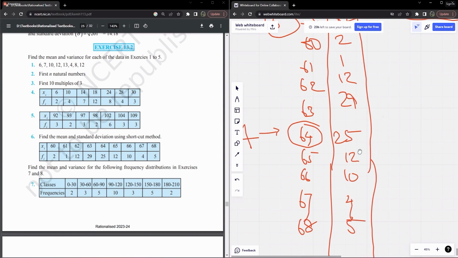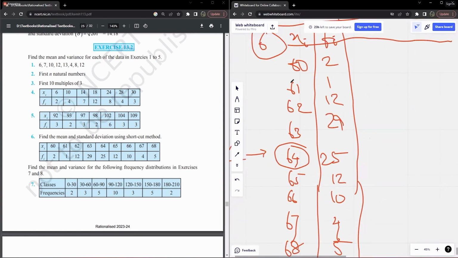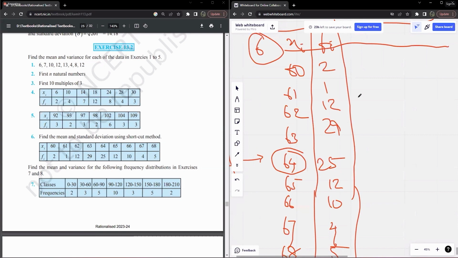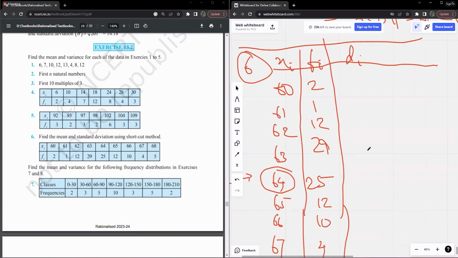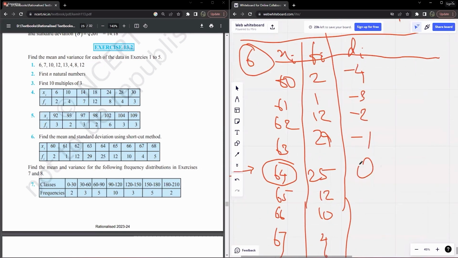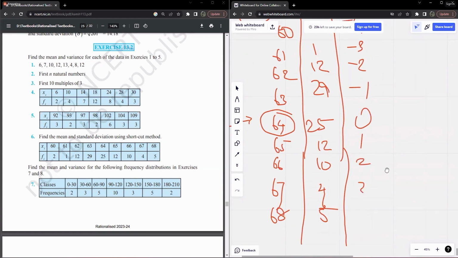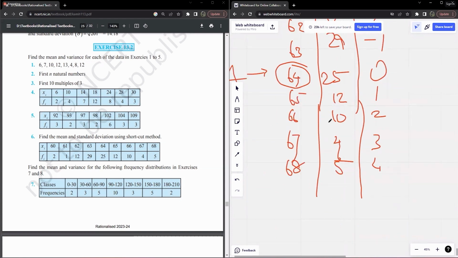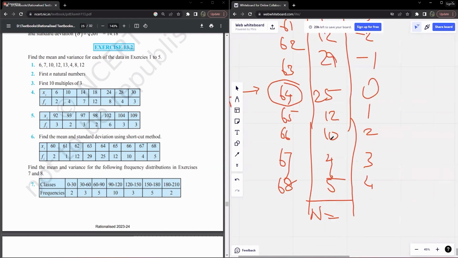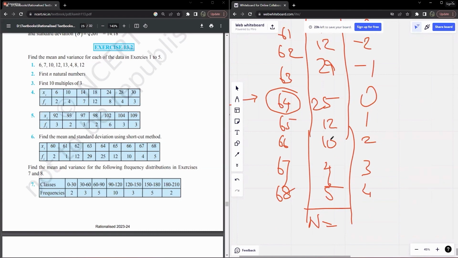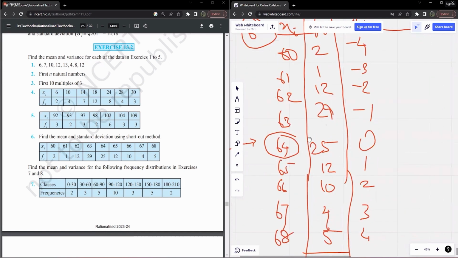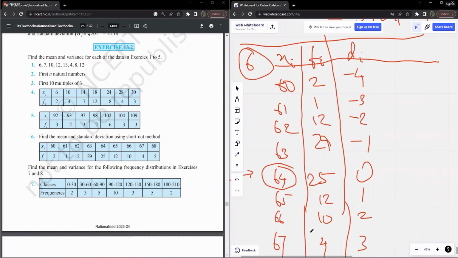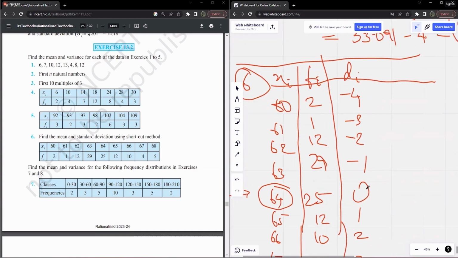right? We have the di's being xi minus a, which is -4, -3, -2, -1, 0, and 1, 2, 3, and a 4. Right. From this, we have n is equal to 2 plus 1 is 3, 3 plus 12 is 15, 15 plus 29 is 44, 44 plus 25 is 69, 69 plus 12 is 81, 81 plus 10 is 91. Right?